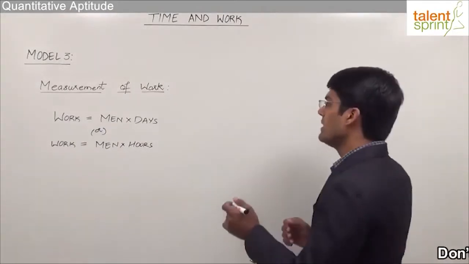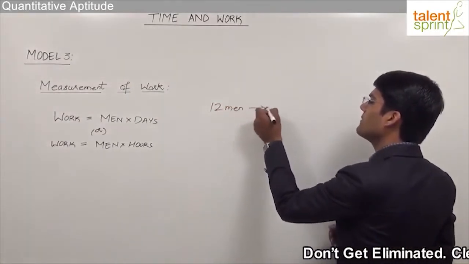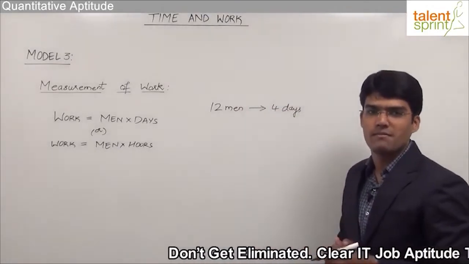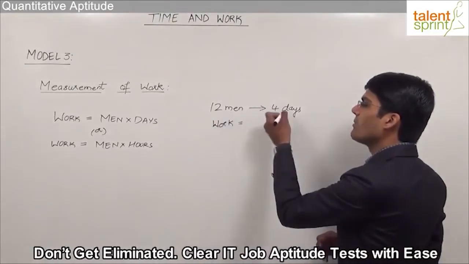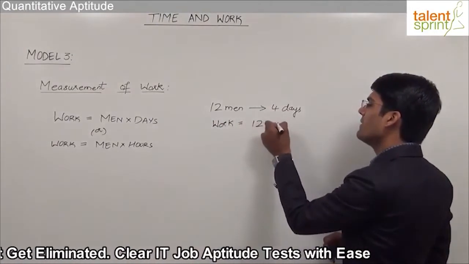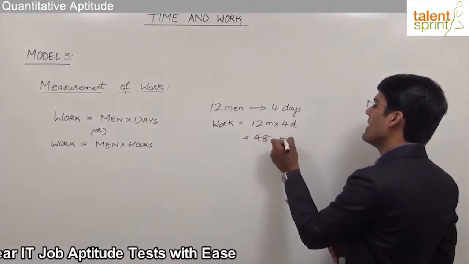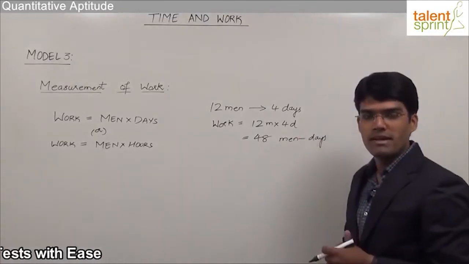For example, let us assume that 12 men can finish a piece of work in 4 days. Here the work which is done has not been specified, but we can measure the given work as the number of men into the number of days. So 12 men, they work for 4 days. So here the work done will be 48 men days. So the work can be taken as 48 men days.